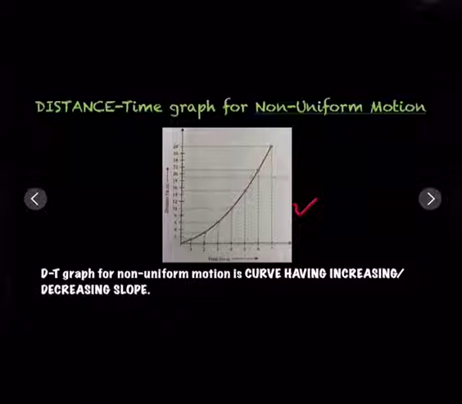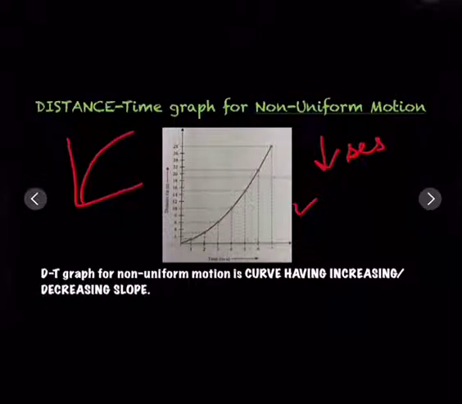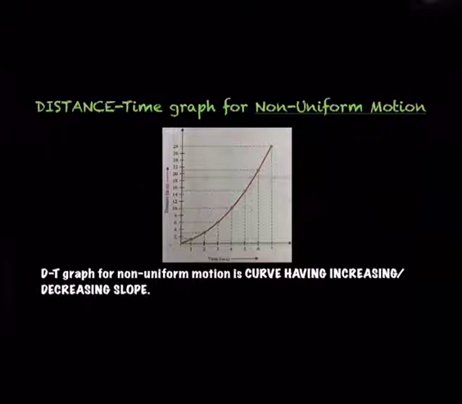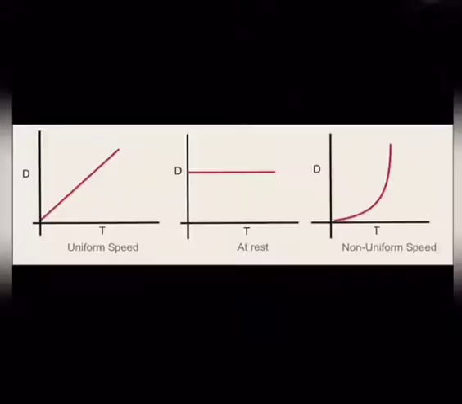And the other case is when the speed of the body decreases with time, like when a train approaches the platform. So you have seen this. When the train is about to reach the platform, its speed gradually decreases, and in this case the distance time graph comes out to be a curve with decreasing slope like this. So from here we concluded that distance time graph for non-uniform motion is a curve having increasing or decreasing slope. So these are the three distance time graphs which we have just studied.